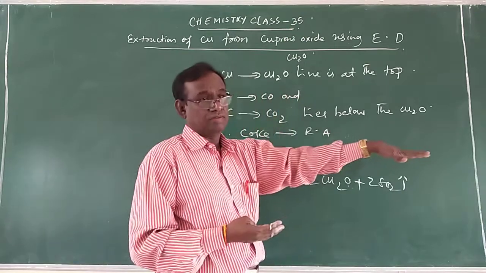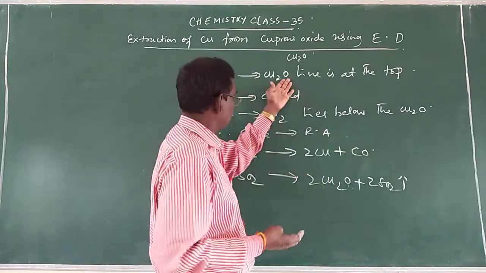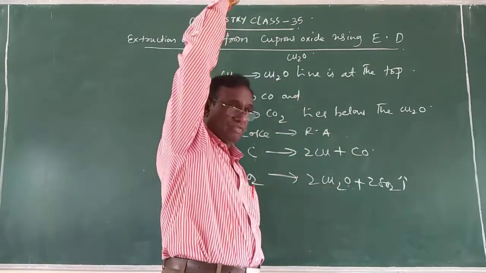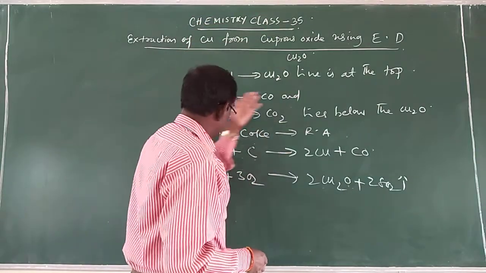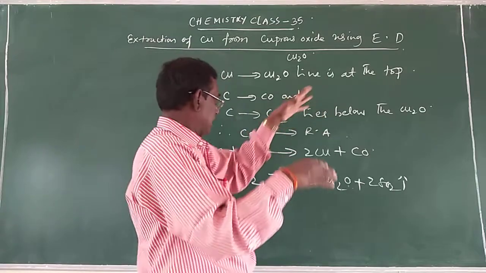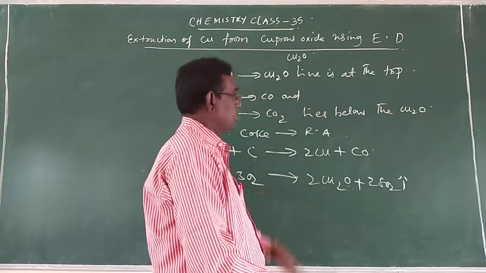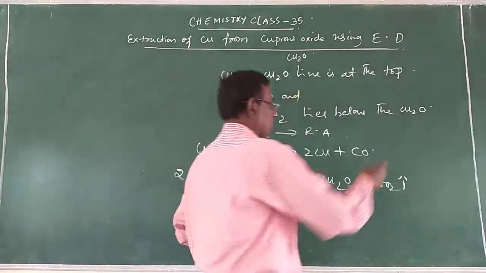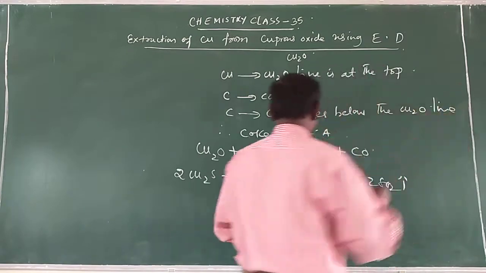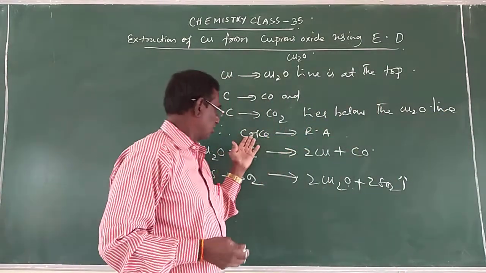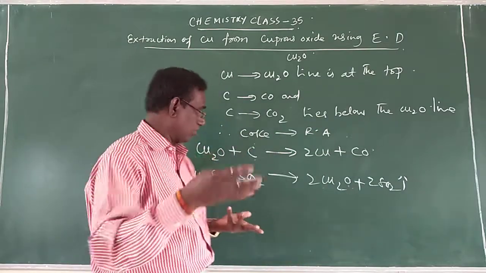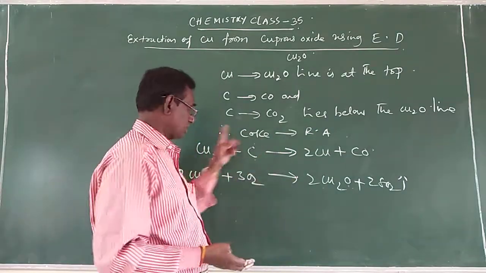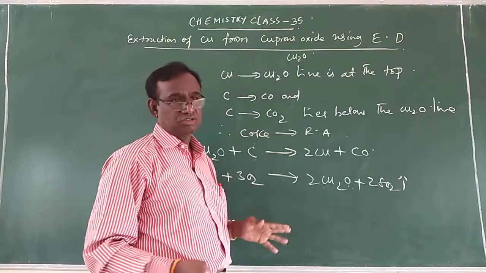In the Ellingham diagram, the Cu to Cu2O line is above the C to CO and C to CO2 lines. That is, the Cu to Cu2O line is at the top of the series, and C to CO and C to CO2 lie below it. So we choose coke as reducing agent. It is quite easy to reduce the cuprous oxide into copper by using coke as reducing agent.